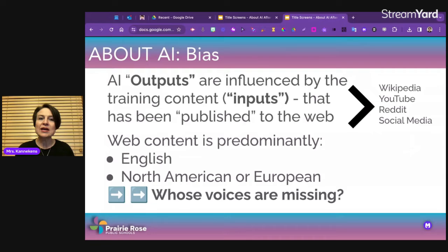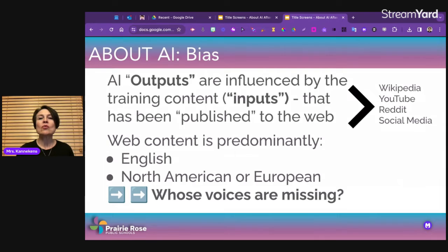The other thing that affects bias is that web content that AI has been trained on is predominantly English. The vast majority of sites and websites are English, and that content has predominantly been produced in North American or European countries.